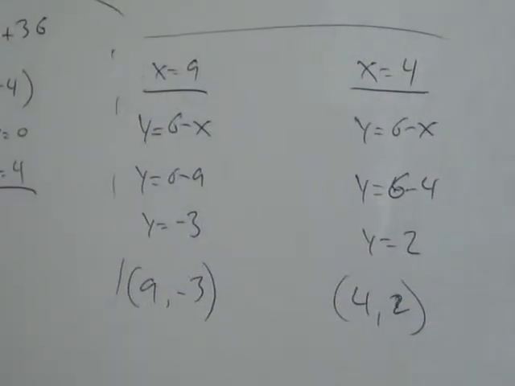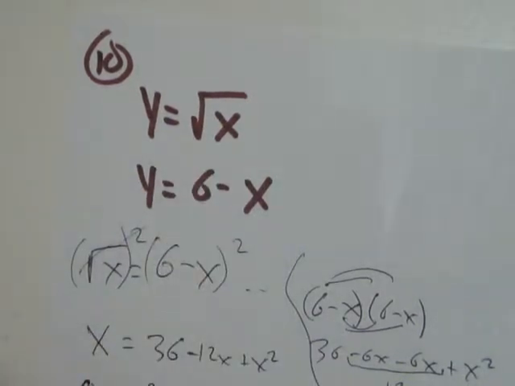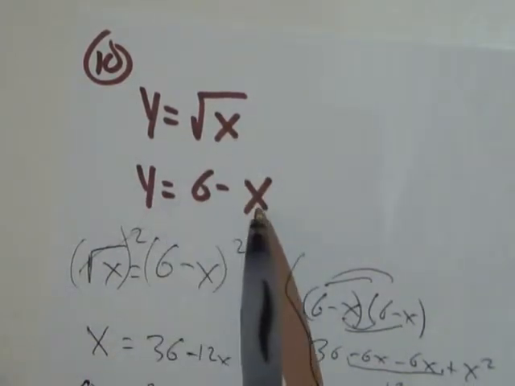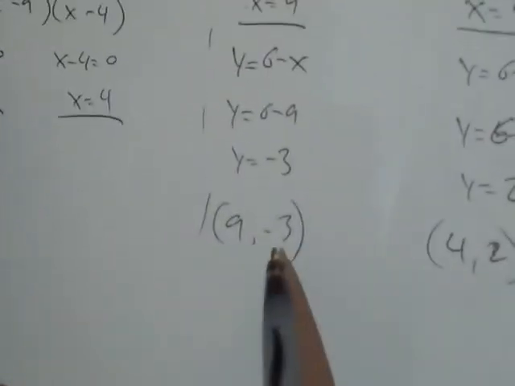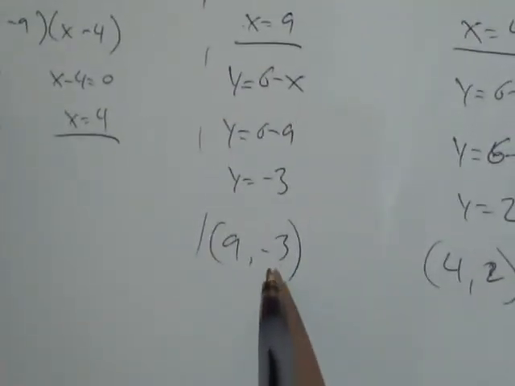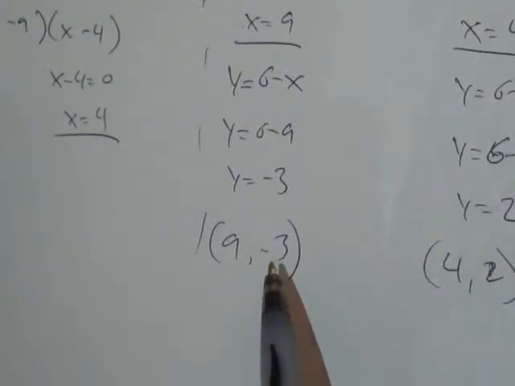Now here's the thing. If we go back and look at our 2 equations, this one's a square root and this one looks like a line. This negative 3 we got for an answer when we plugged in 9 should throw up a red flag. We should not get a solution that's negative when we do the square root. We're not really allowed to have that.